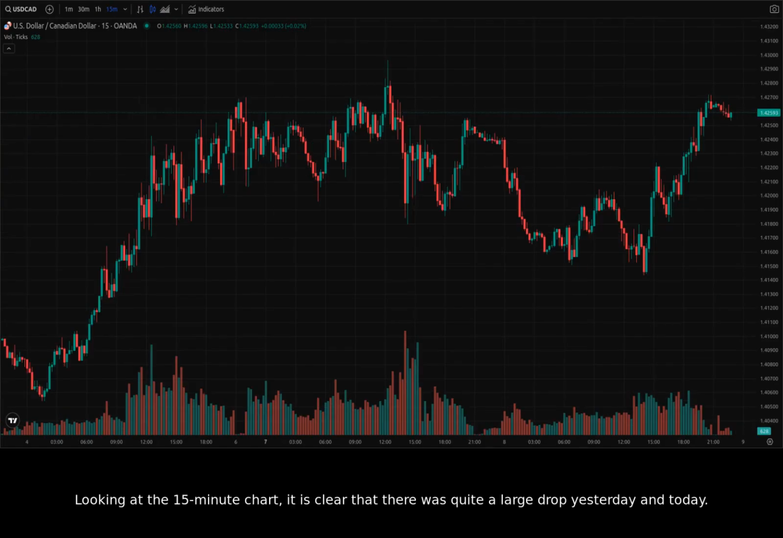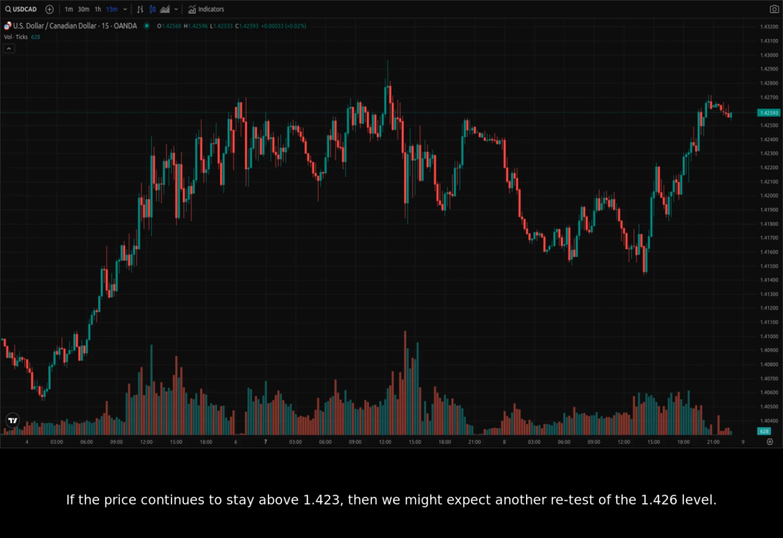Looking at the 15-minute chart, it is clear that there was quite a large drop yesterday and today. Currently, it seems to be bouncing around a bit, but overall a pretty choppy market. Let's narrow the candles down to the past couple of days for more detail. Reviewing the past couple days, we can look for any potential support and resistance lines to watch.